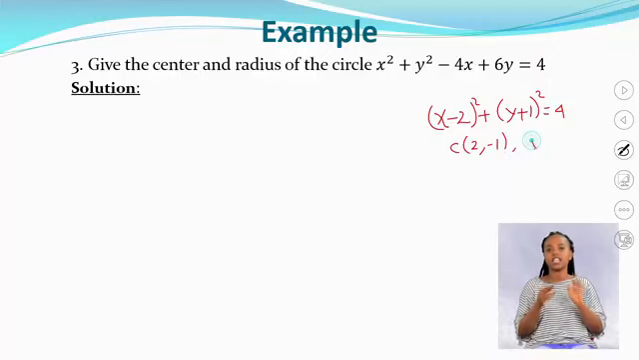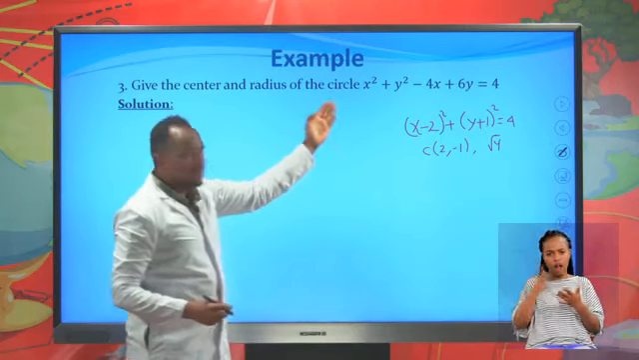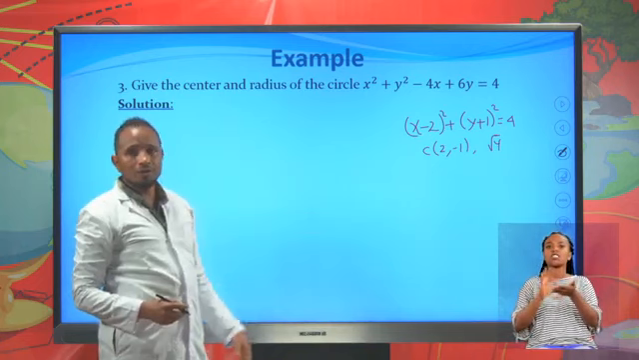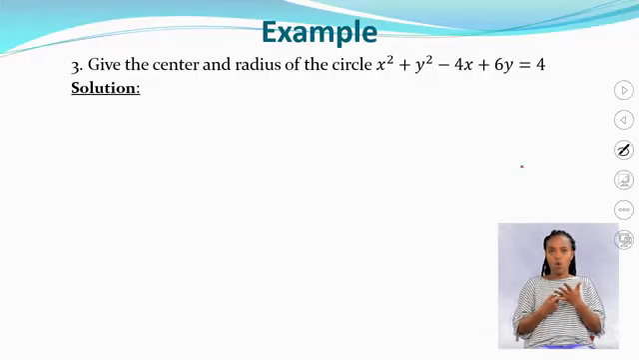And the radius is the square root, okay? The radius is the square root of this one, the square root of 4. It is 2. So, I have to write this expression in this form to find the center and radius. To write it in standard form, we apply the completing the square method.